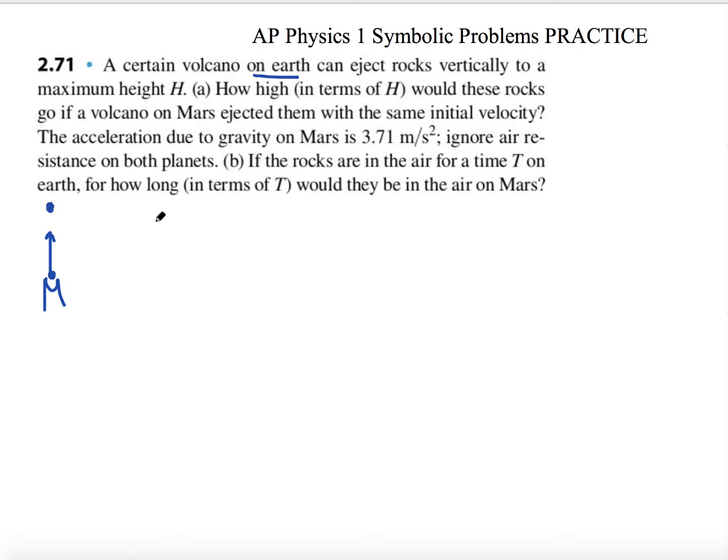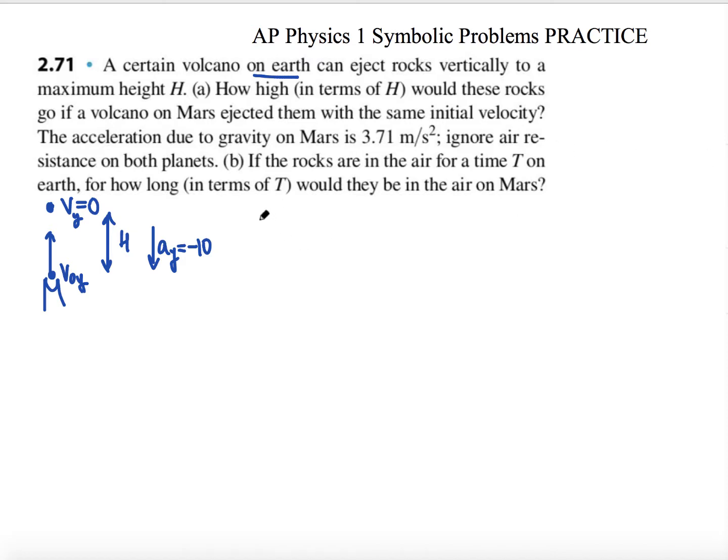So that means we know a lot of different things about what's going on with these rocks. We know that at the maximum height, they have a final y velocity of 0. They have gone up some height h, and we know they have some initial y velocity. And amongst all of this, we know that it has a negative acceleration, which is just, we'll say, negative 10. So we know all of this information simply because it says it launches something vertically on Earth.